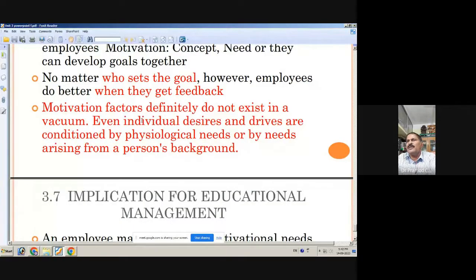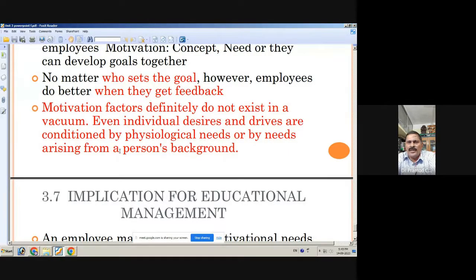So motivation factors definitely do not exist in a vacuum. In a vacuum, we will not motivate anybody. Even individual desires and drives are there because we have physiological needs, sociological needs, and psychological needs. So each and every person has some background. Automatically, these give us a force to do something. When we get a force to do something, that is motivation. So in any organization, motivational factors are very essential to achieve success of that organization.